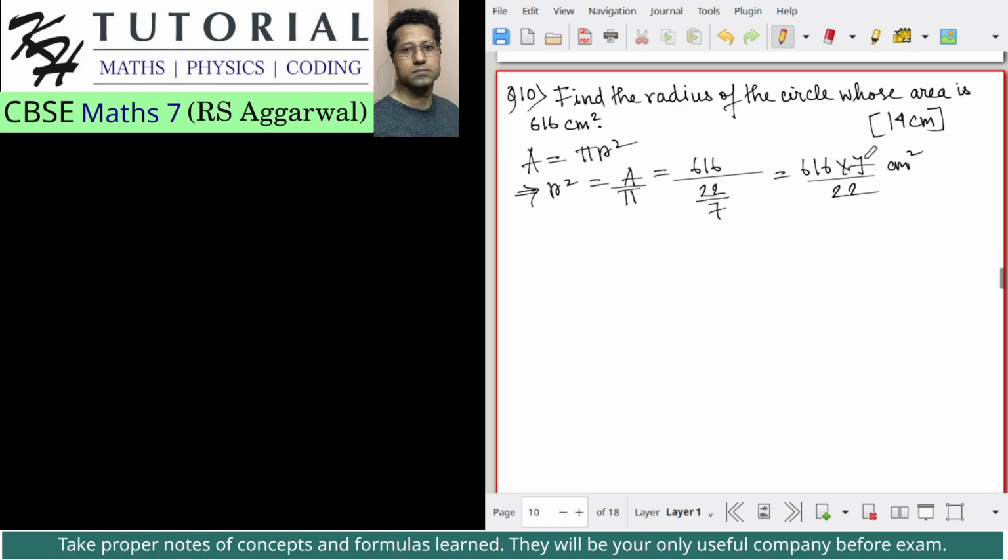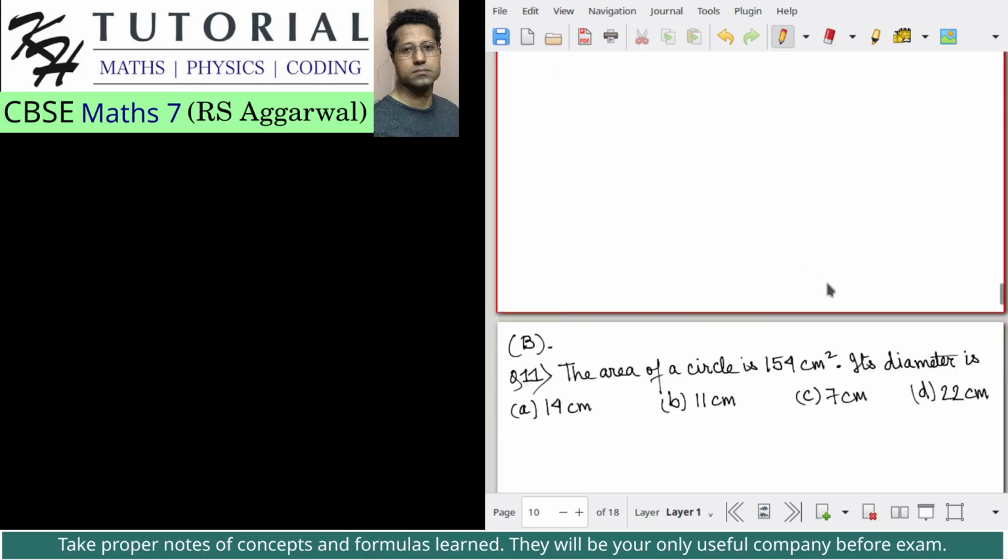I hope 22 will divide 616. I'm sorry, I'm directly using the calculator for calculating this. 616 multiplied by 7 divided by 22 is 196. So this is equal to 196 centimeter square. So this implies r square is equal to 196 centimeter square. So r will be equal to square root of 196 centimeter, which is equal to 14 centimeter.